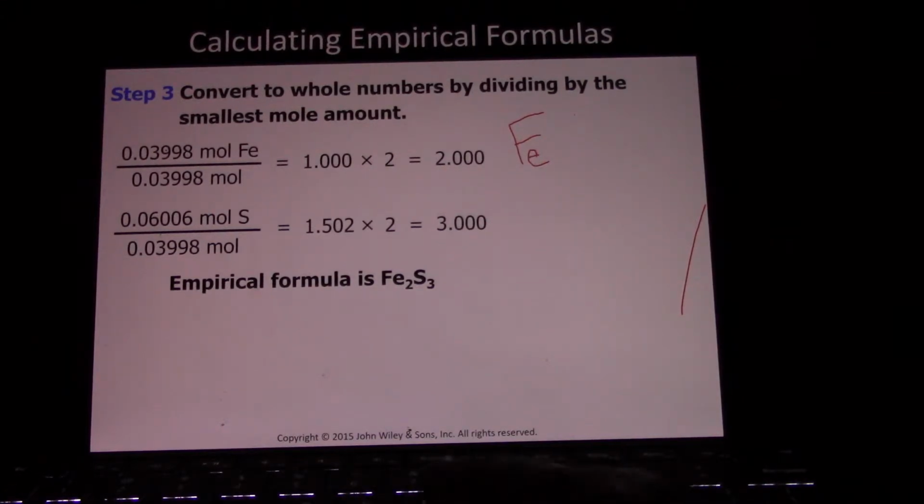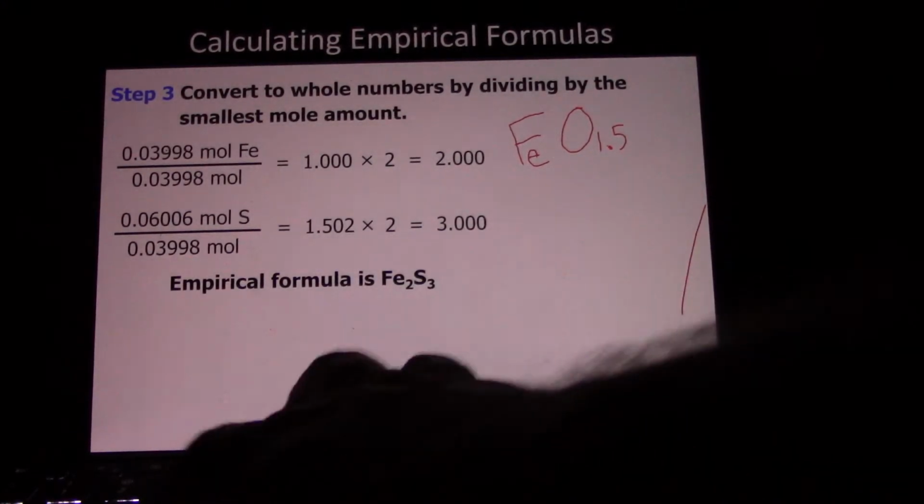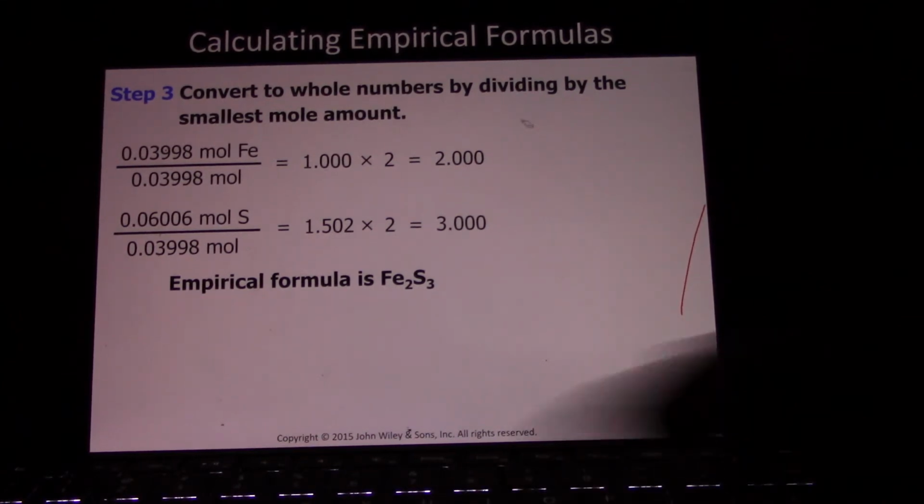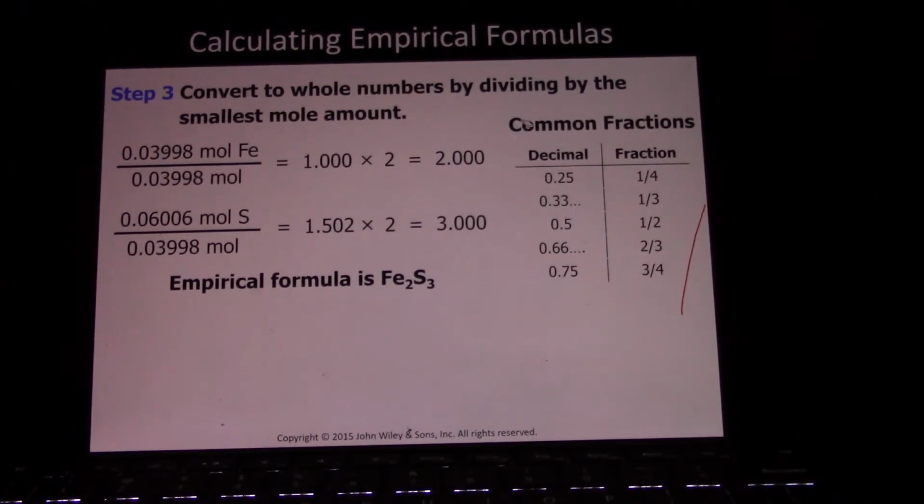You're not allowed fractions in chemistry. You cannot have half an atom. So this would be incorrect. You cannot stop there. You cannot have 1 to 1.5 because there is no such thing as half of an oxygen atom. You either have one or you don't. So in that case, we multiply them both by 2 to get Fe2S3. So when you have fractions, you multiply to get a whole number.